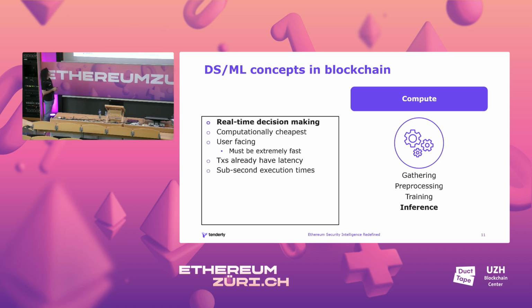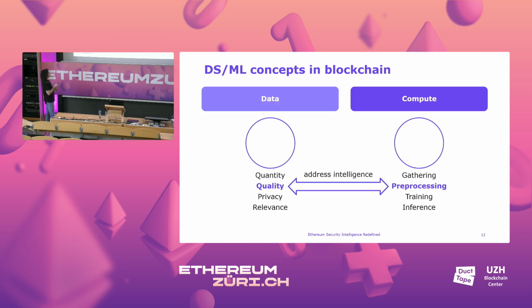And in the end, inference. This part of the compute pipeline is the only one which is visible to the end user. So here, the biggest issue is to make it extremely fast. We're talking about sub-second execution times. And why is that? Because in general, blockchain transactions have some latency by design. What you don't want to do is make the user spend even more time waiting for the transaction to be checked for security risks. You want it to look like it's not even happening, and just give the user the green light: your transaction is good to go, or your transaction is potentially risky.